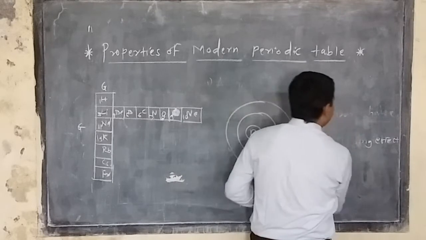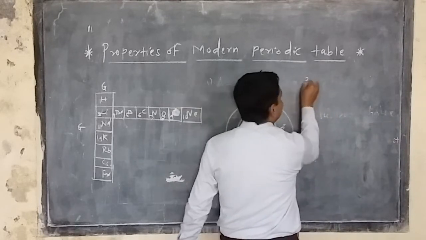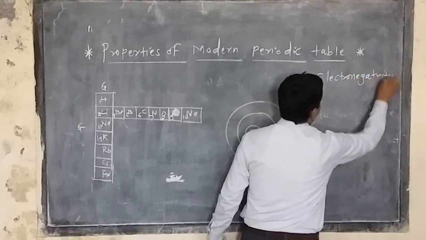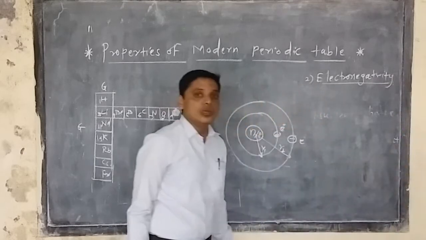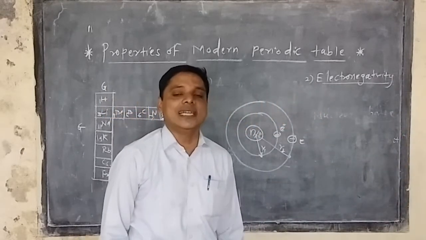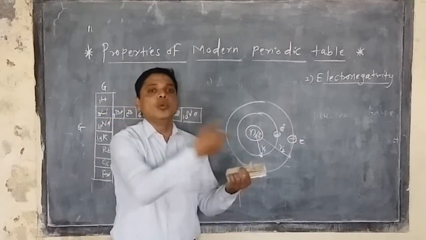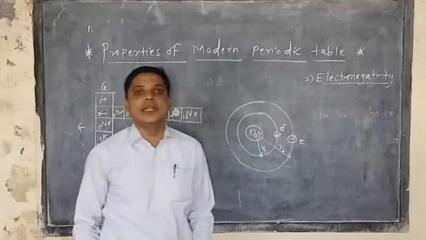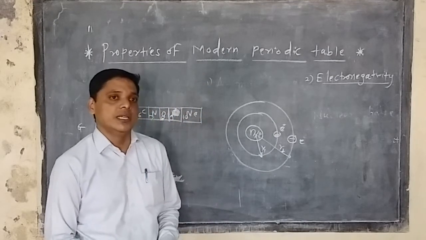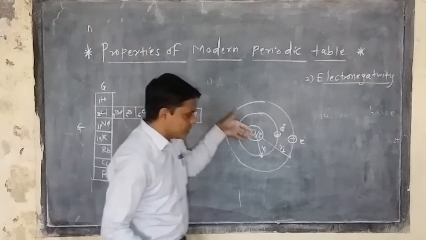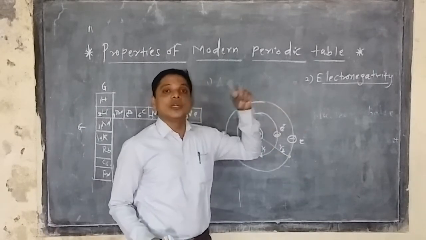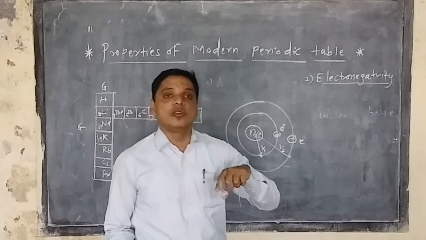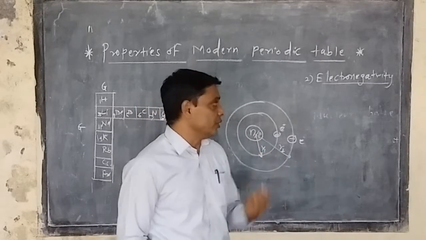Now see, the second property belongs to electronegativity. Now what is electronegativity? Electronegativity is the power or ability of an atom, of an element, to pull the electron toward itself. In general, this pulling of electrons is simply called electronegativity. Now this electronegativity depends upon its atomic size and nuclear charge. In general, it is observed that as the atomic size increases, electronegativity decreases. While if the atomic size decreases, then electronegativity increases.